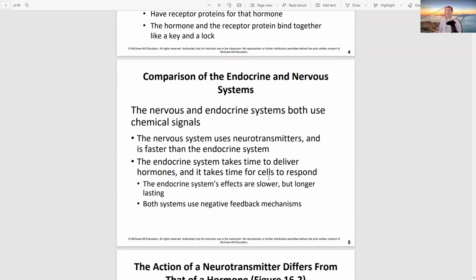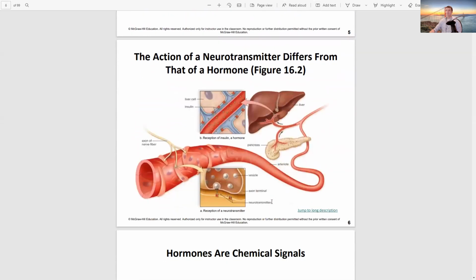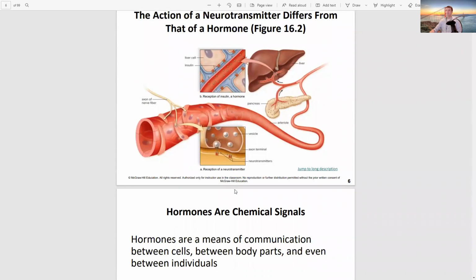So if we compare the endocrine system and the nervous system, both use chemical signals. The nervous system uses neurotransmitters and is faster than the endocrine system. The endocrine system takes time to deliver hormones, and it takes time for cells to respond. The endocrine system effects are slower but longer lasting, and both systems use negative feedback mechanisms. So here's a reception of insulin hormone, and here's reception of a neurotransmitter.